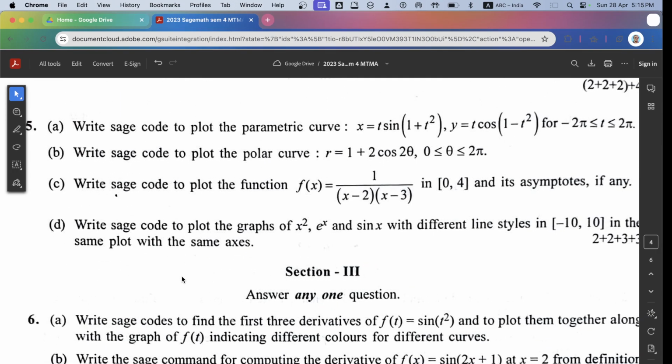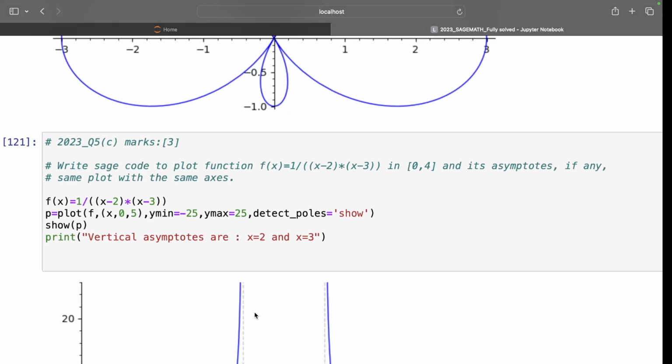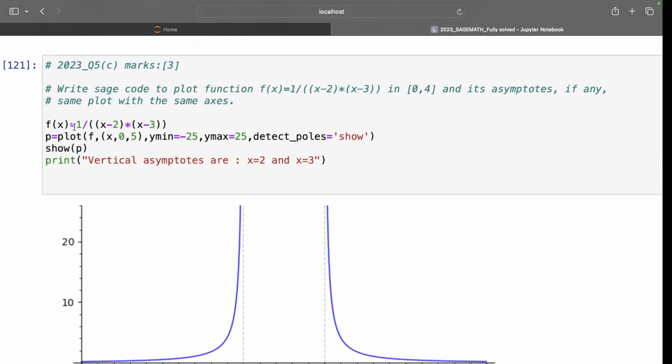Question 5c. Write Sage code to plot the function f(x) equals 1 by (x minus 2) into (x minus 3) in the closed interval 0, 4 and its asymptote if any. f(x) equals 1 by first bracket x minus 2 star x minus 3, p equal to plot, range of x, this x comma 0 to 5.